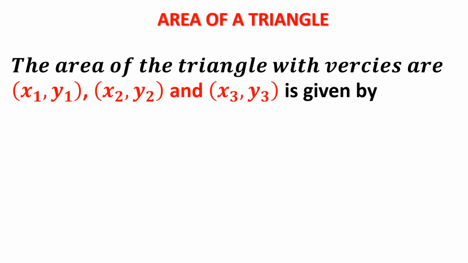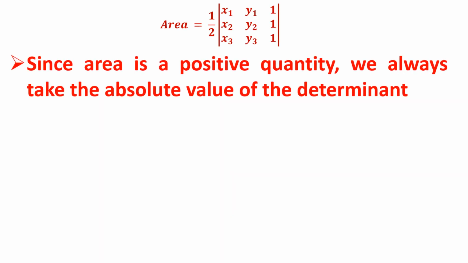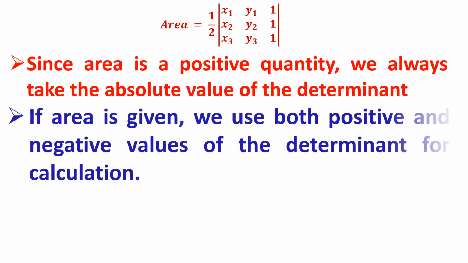The area of the triangle with the vertices is given by this formula. Already we have seen it. Now, since area is a positive quantity, we always take the absolute value of the determinant. Suppose you have started doing the problem and the final answer you are getting is negative, we will say that area cannot be negative and we will take only the positive value.